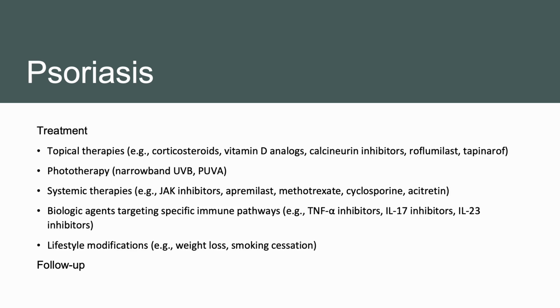There are now excellent treatments for psoriasis. Treatments include topical therapies such as corticosteroids, vitamin D analogs, calcineurin inhibitors, and then the newer topicals, roflumilast and tapinarof. Phototherapy, such as narrowband UVB, and then PUVA. Systemic therapies, such as the new JAK inhibitors, there's apremilast, then older treatments such as methotrexate, cyclosporine, and acitretin.